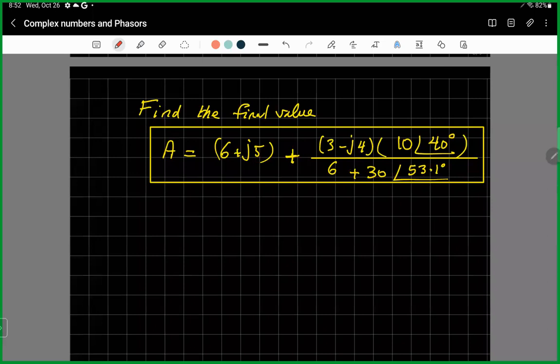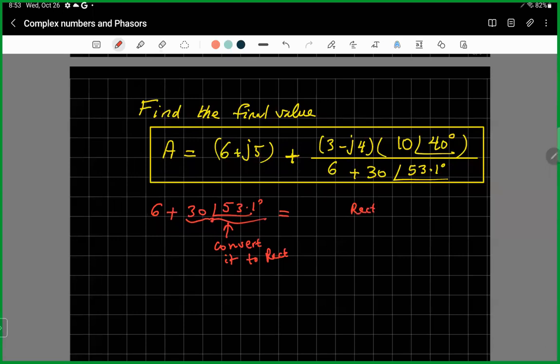So the first thing, I'm not going to do the whole solution, but I'm going to show you the first step and you guys do it. 6 plus 30 at 53.1. We'll find this value first by converting it to rectangular. And once you convert to rectangular, it'd be easy to add it to 6. But in the end, you'll find that the result will be rectangular, right?